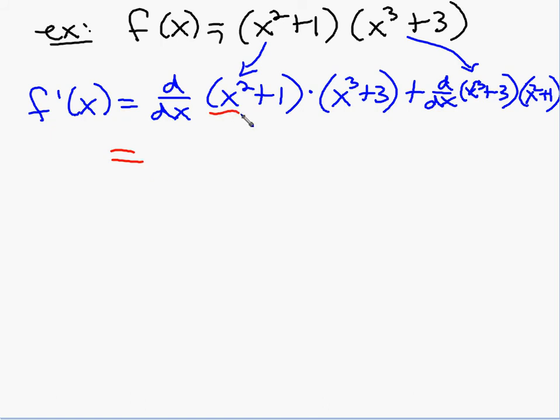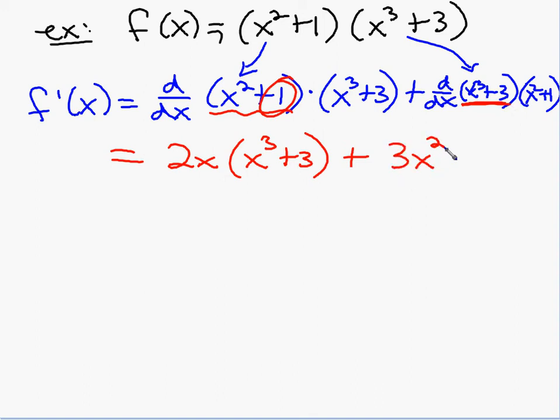What is the derivative of x squared plus 1? The derivative of x squared would be 2x, right? What's the derivative of 1? 0. So we just have 2x. And that is going to be multiplied by x cubed plus 3. Plus, what's the derivative of x cubed plus 3? Well, that's going to be 3x squared. Good job. Times the second, back to the first function the way it is, the x squared plus 1. All right? So remember, you're only doing derivatives of certain things.